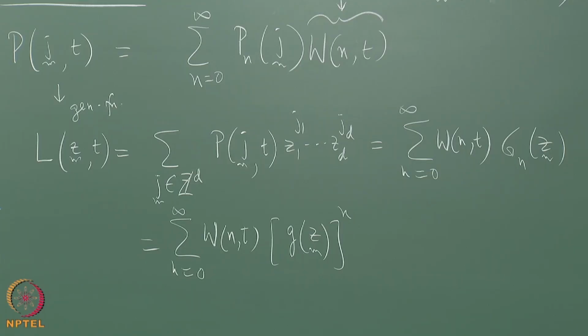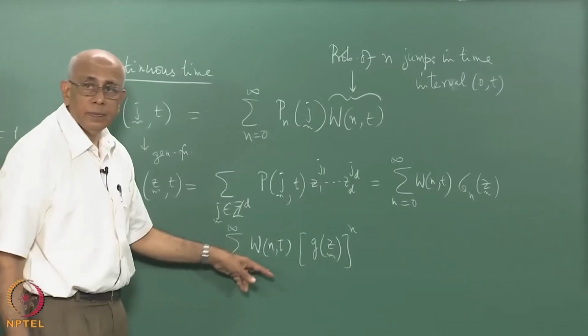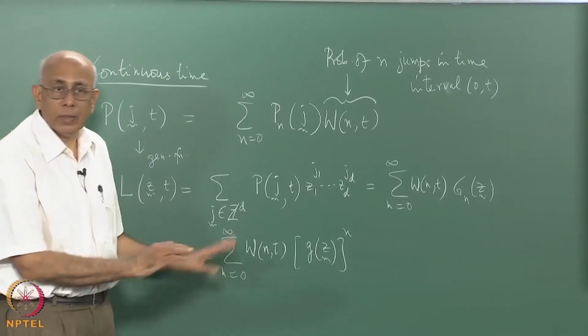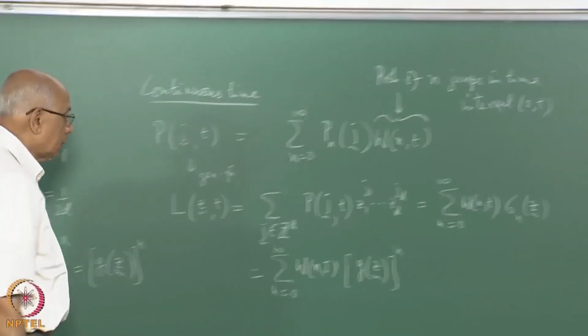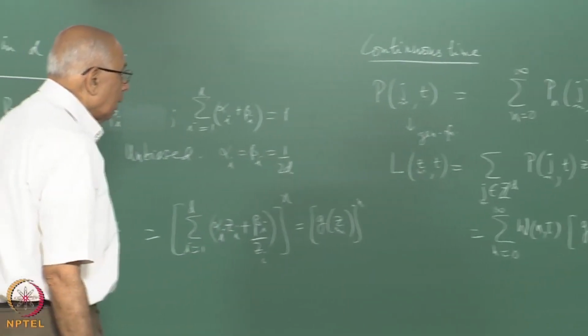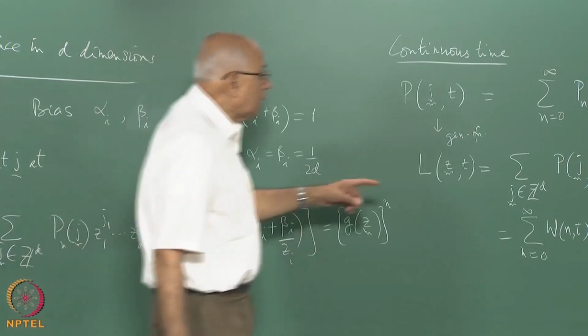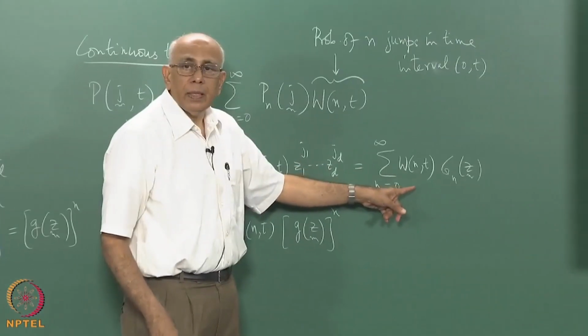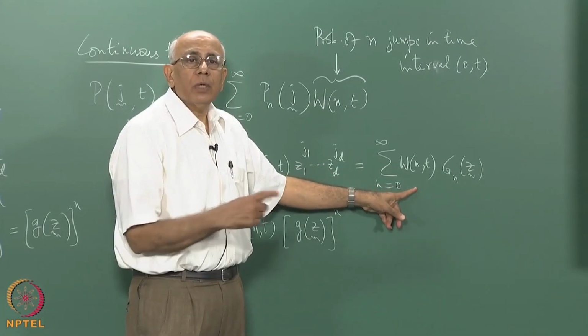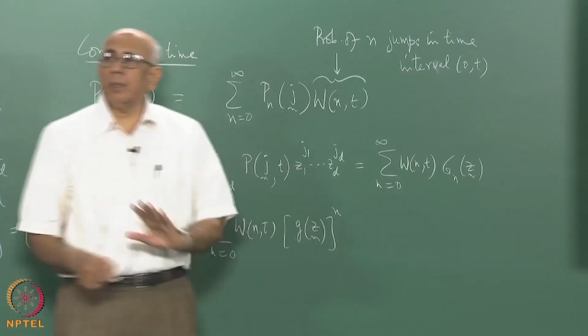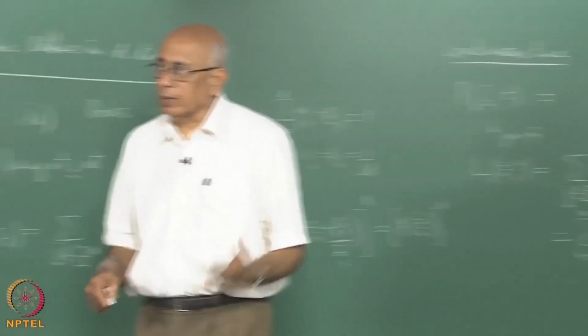Okay. I still do not know anything about this. I have not specified anything about it at all. But I have a formal expression of this kind. Now w of n comma t is the probability distribution of the random variable n, which is the number of jumps in any given time interval t.